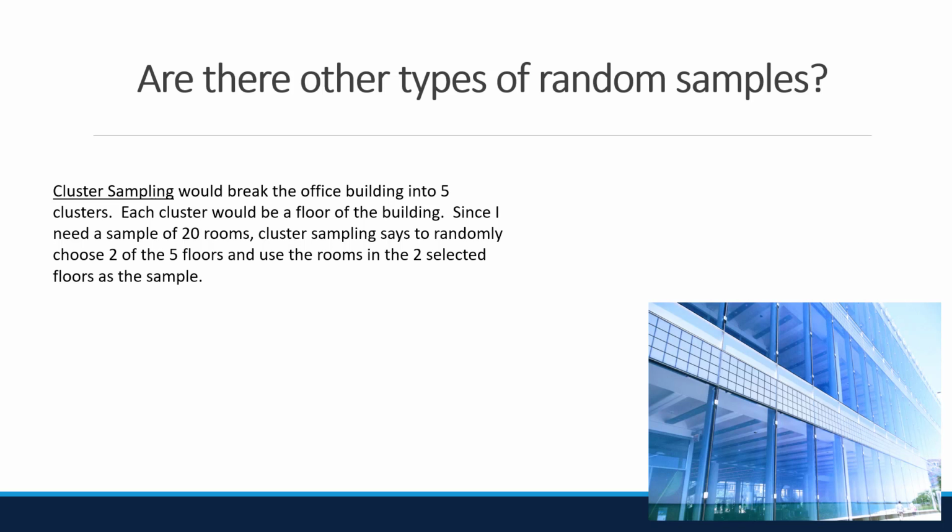Cluster sampling would break the office building into 5 clusters. Each cluster would be a floor of the building. Since I need a sample of 20 rooms, cluster sampling says to randomly choose 2 of the 5 floors and use the rooms in the 2 selected floors as the sample.